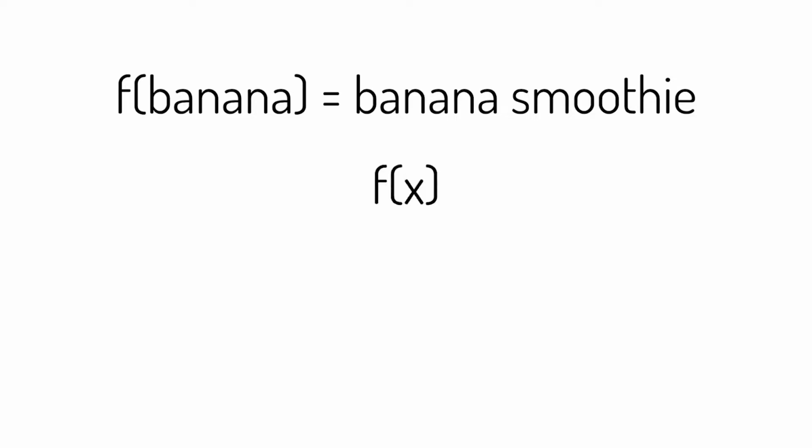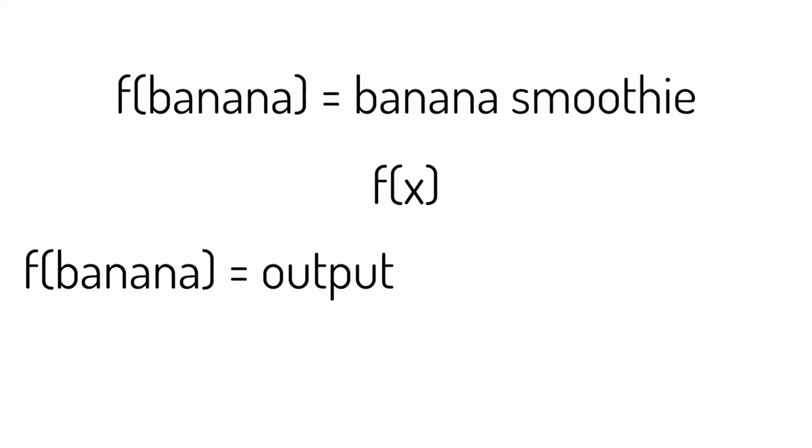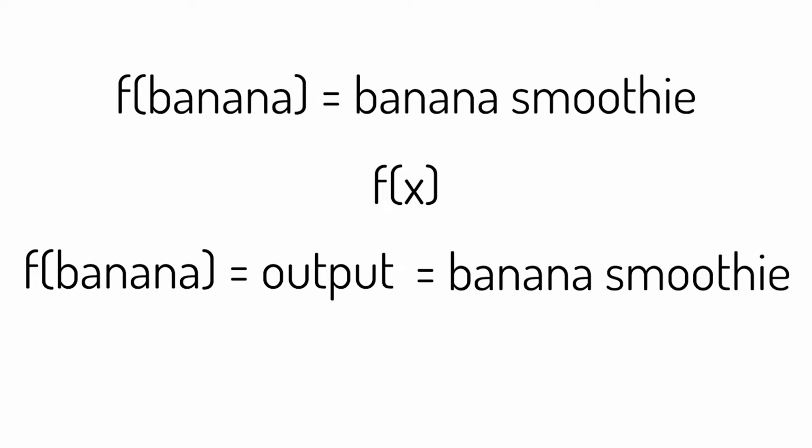This is how all functions work, and we can represent this by saying something like f of banana equals banana smoothie. The f with the parentheses is what we call function notation. This just means that a function we call f has an input variable. Usually it's x. When we write f of banana, this means that we input a banana into our function, in this case the blender. The whole combination, f of banana, represents the output. In this case, that would be a banana smoothie.